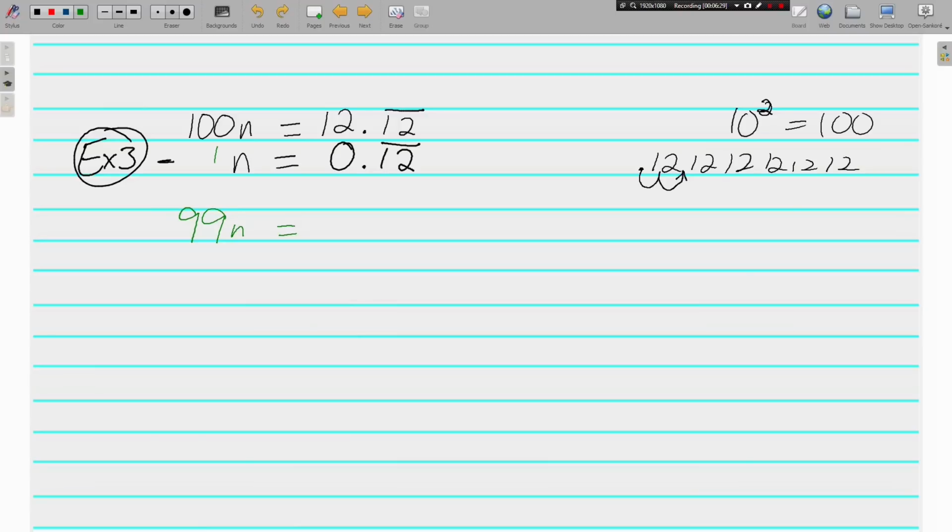And on the right side, the 12 repeatings cancel. 12 minus 0 is 12. Divide both sides by 99, and we are left with n is equal to 4/33. If you put 4 divided by 33 in your calculator, you would get 0.1212121212.